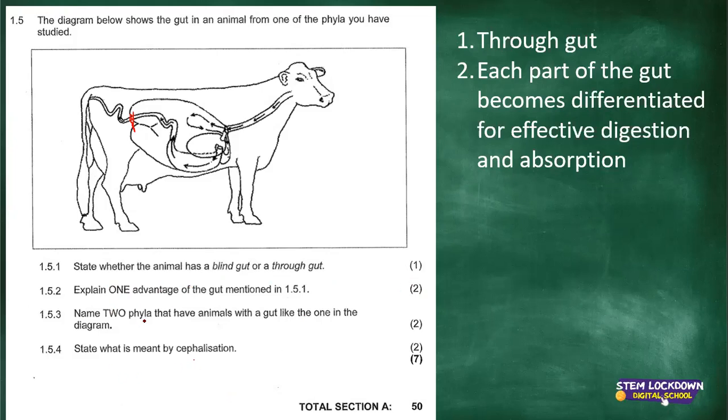Like this question here, 1.5.3. It says, name two phyla, and the answer is two. So if you list only one, you'd only get one mark. You understand? Even here, if your advantage that you explain is short and you don't explain thoroughly, you might not get the full two marks, only one. And you need to make sure you salvage and you get as many marks as possible. So don't take lightly the one marks. They are very important. Sometimes you'd notice there'd be the difference between your distinction or the difference between your 49% and your 50%. So pay attention to those ones. They are very, very important.